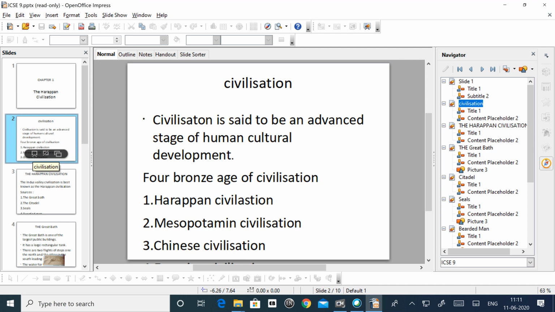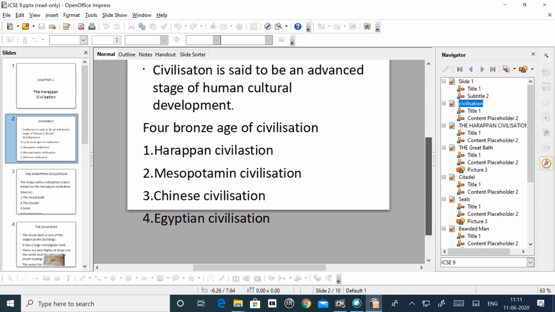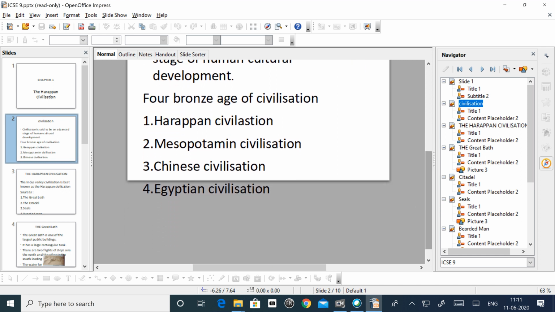Then what do you know about Bronze Age civilization? The human beings used bronze in the first civilization. That is known as Bronze Age civilization. During the time of Bronze Age civilization, there are different civilizations. First one is Harappan civilization, second one is Mesopotamian civilization, third one Chinese civilization, and fourth one Egyptian civilization.